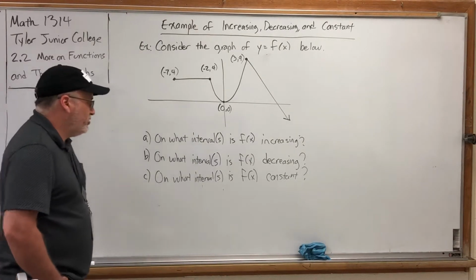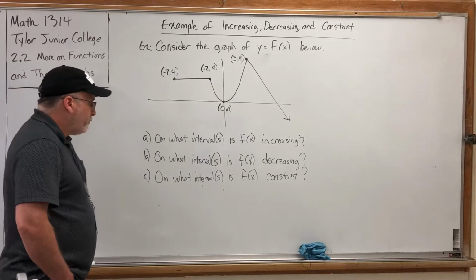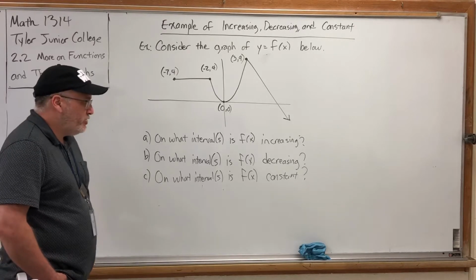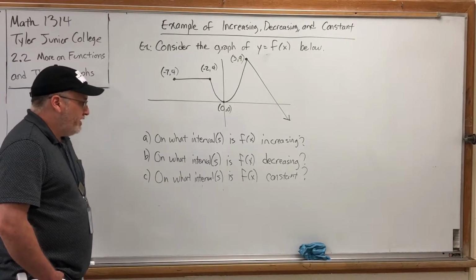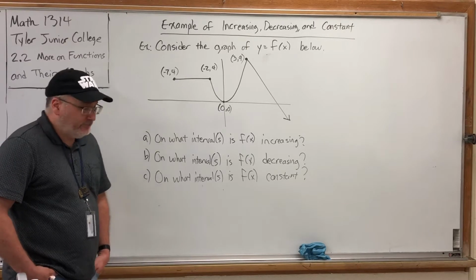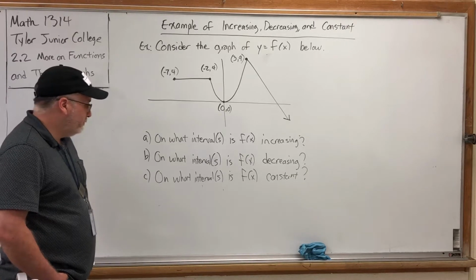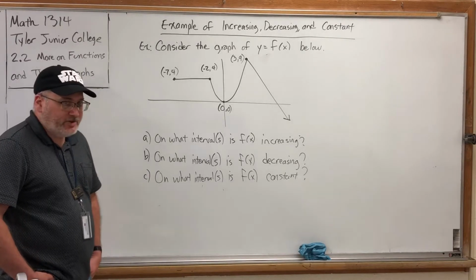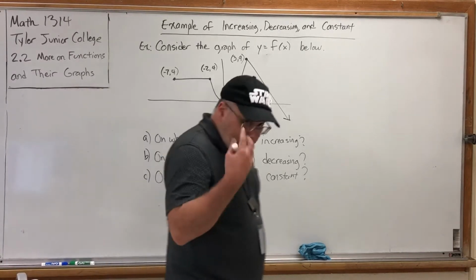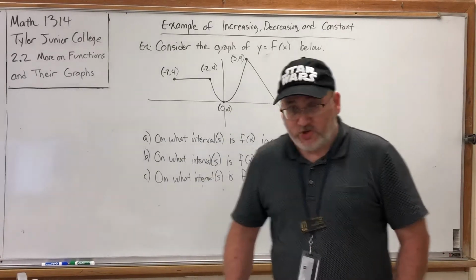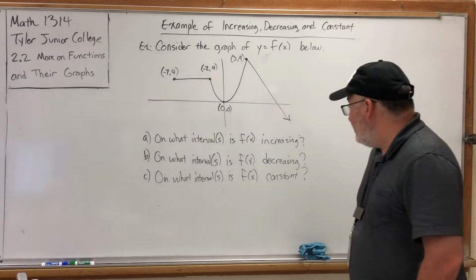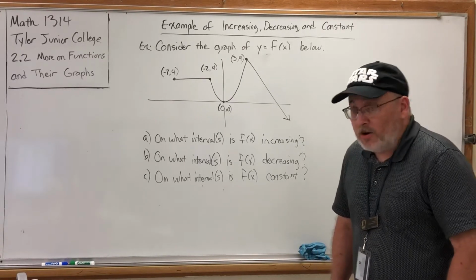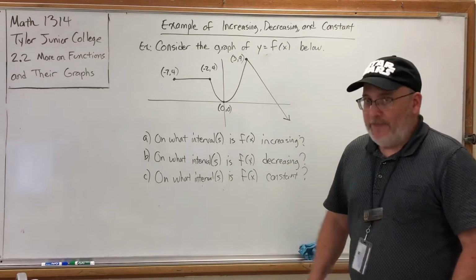And our three questions, naturally, are A, on what interval or intervals is f of x increasing? B, on what interval or intervals is f of x decreasing? And C, on what interval or intervals is f of x constant? The hardest part about this is not identifying the portions of the graph where the graph is increasing, decreasing, or constant. The hardest part, and it's not that hard, is describing where it's happening.